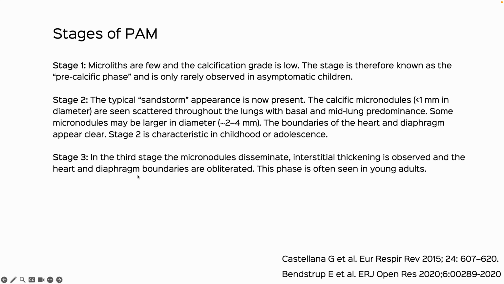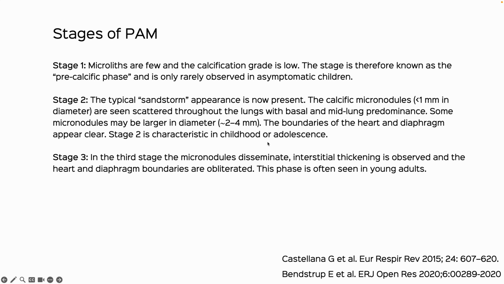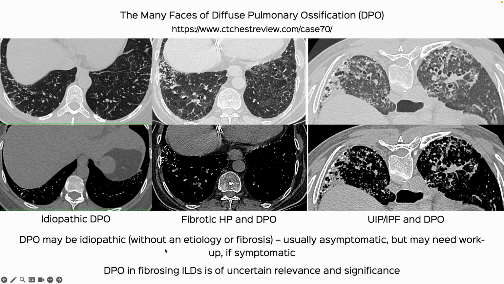So that's different. And I had done a whole case. I think this was my third case when I started ctchestreview.com, and you can view it if you'd like to. The multiple cases of PAM. The other entity that can look like this sometimes is diffuse pulmonary ossification, and this is the idiopathic variety, and I'd done this as case 70.